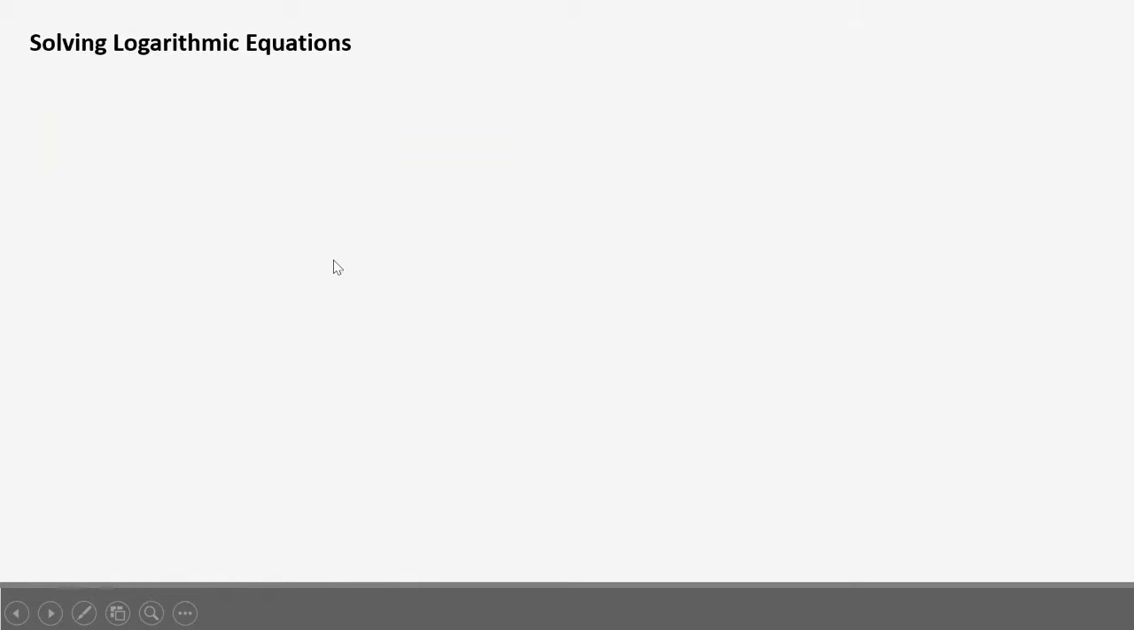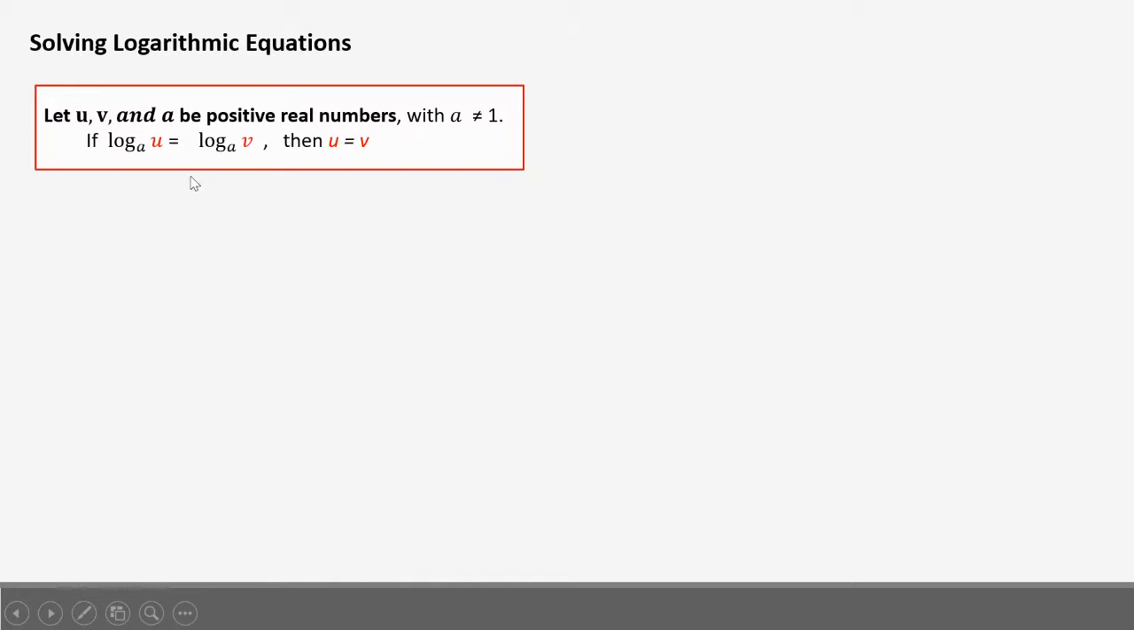Now solving logarithmic equations continues. Here it's going to be very similar to the bases. First of all, let u, v, and a be positive real numbers. Which means, guys, u cannot be negative, v cannot be negative, and the base cannot be negative. I think it also cannot be 0 either, because if you put the log of 0 in the calculator, it will also be undefined, so it has to be more than 0.